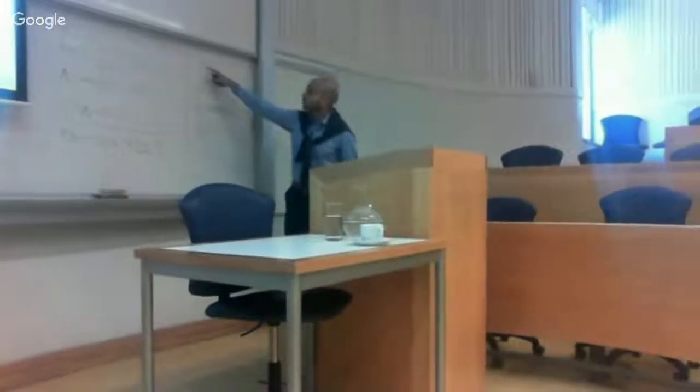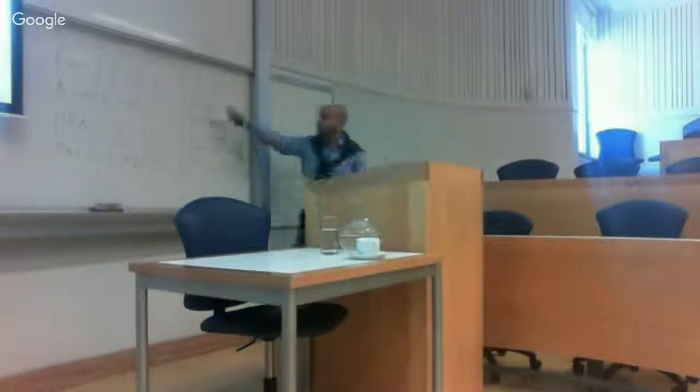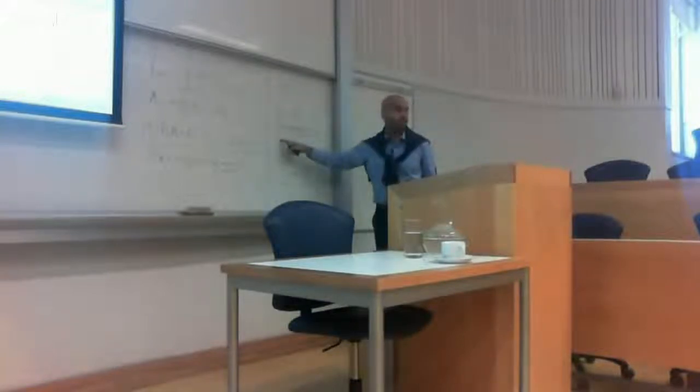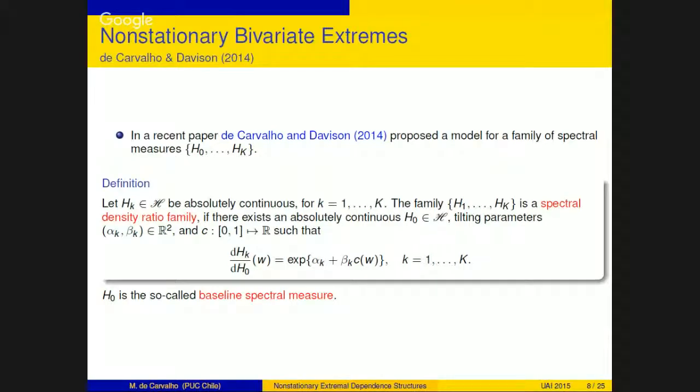Now for that, we need to move from this concept of angular measure or spectral measure to a context where we consider a family of spectral measures. Each of the measures would be associated with the value of a covariate. Now, one of the models we proposed recently in that direction was the following.